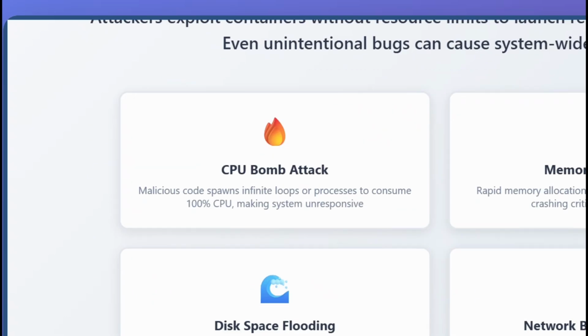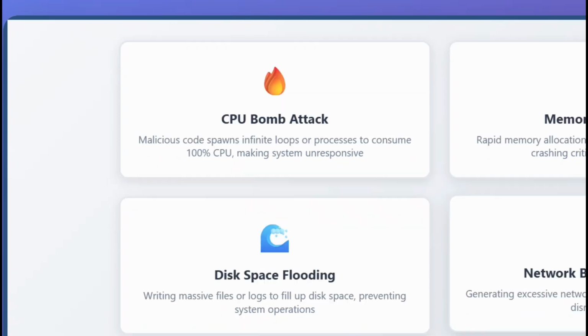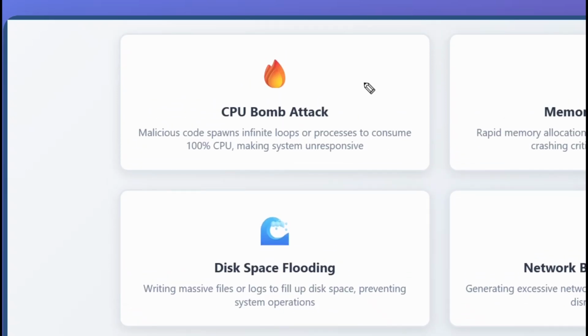Now let us see one by one, in a clear manner. Here is the attack vector, which is the CPU bomb attack. A CPU bomb is malicious code that spawns infinite loops of processes. In this process, it consumes 100% of the system CPU, making the system completely unresponsive. For example, if you run any other resource or container, then it won't be available. So the malicious code spawns infinite loops or processes to consume 100% CPU, making the system unresponsive.